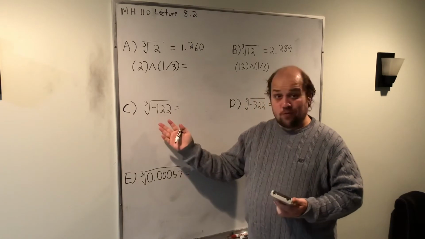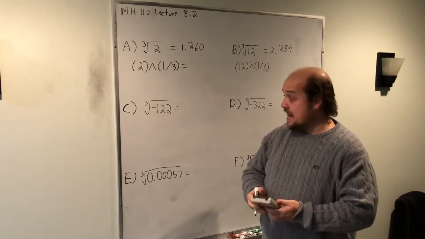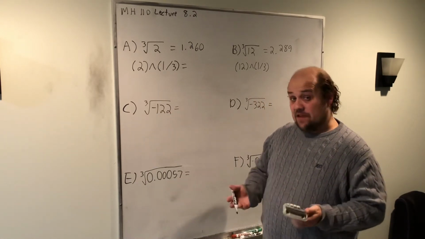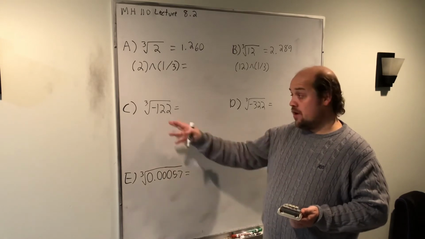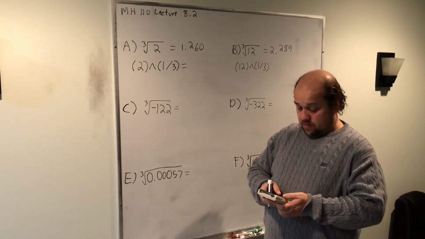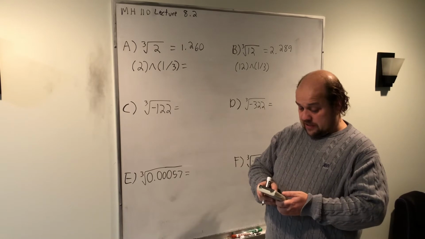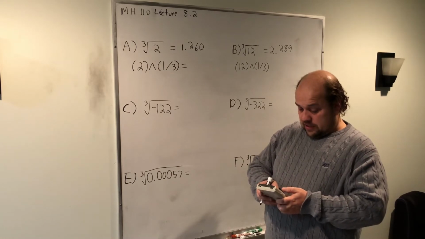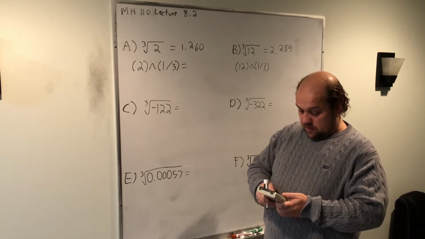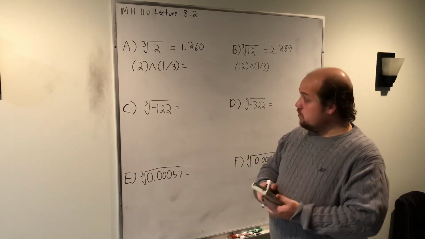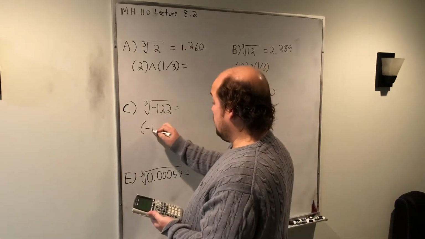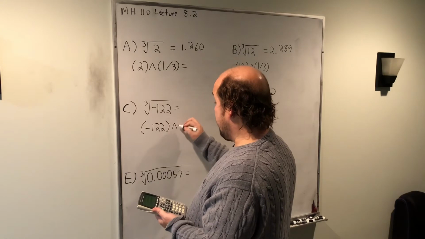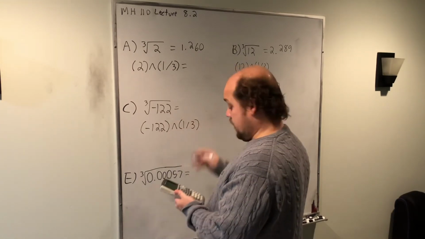Remember that odd roots, like the third root, can have a negative number inside. Even roots, like square roots we did before, can't have a negative number under them. But there's nothing wrong with the way this is initially phrased. So I need to put in negative 122. So again, negative 122 to the power of 1 divided by 3.